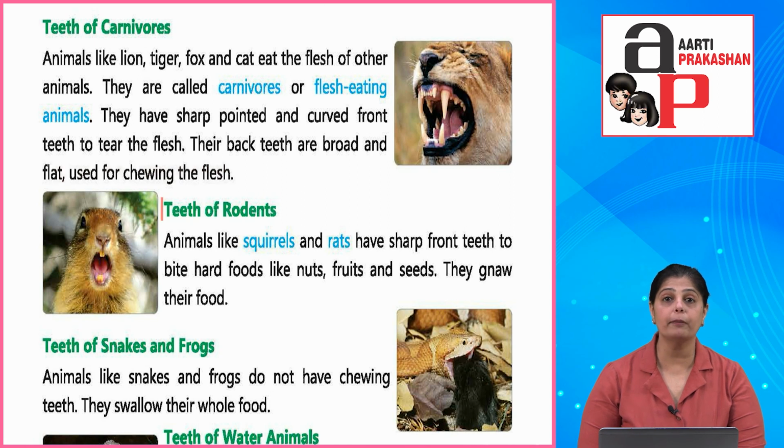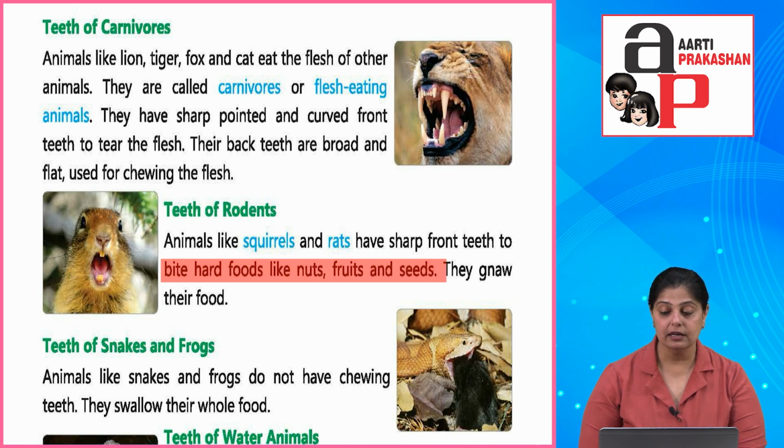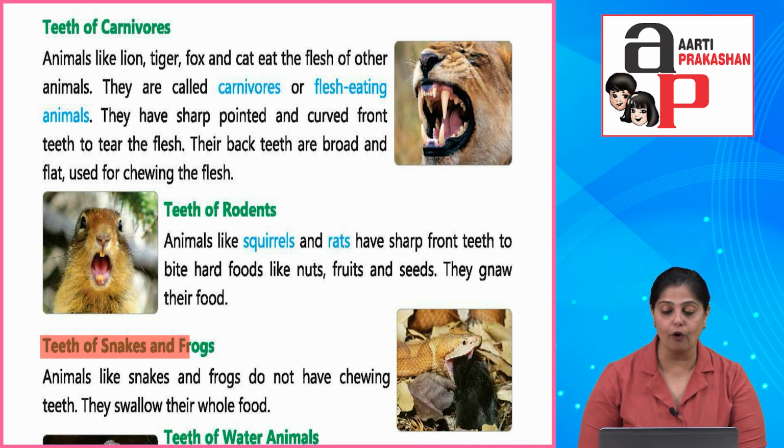Now let's talk about the teeth of rodents. What are rodents? Like mice, squirrel, rats and all, these are all rodents. Animals like squirrels and rats have sharp front teeth to bite hard foods like nuts, fruits and seeds. They gnaw their food. You must have seen, observe how a squirrel is eating. The way that it's eating is known as gnawing the food. Now teeth of snakes and frogs.